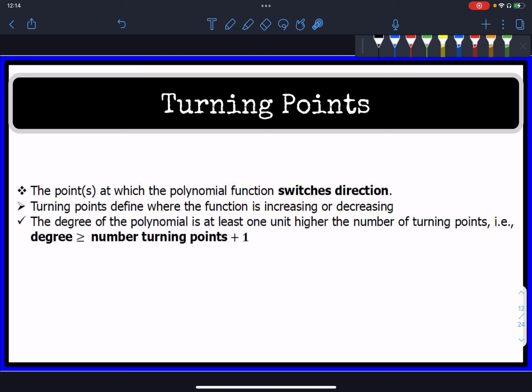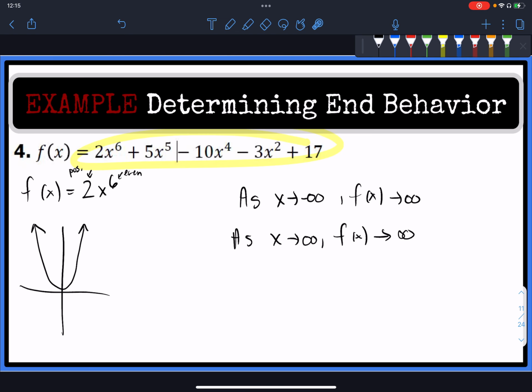Now, the number of times that the graph turns is always going to be 1 unit less than the degree. So the degree of the polynomial is always at least 1 unit higher than the number of turning points. So the degree is always greater than or equal to the number of turning points plus 1. If I have this polynomial of degree 6, then I know my function can only turn 5 times, 1, 2, 3, 4, 5. A maximum of 5 times.